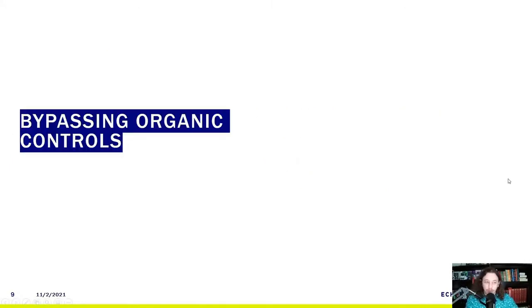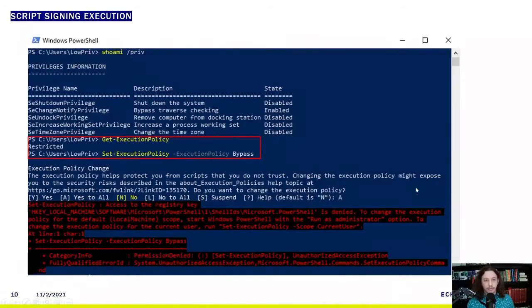And that sets the stage for what we're going to be doing. We're mostly going to focus today on bypassing organic controls, with a little bit of non-organic controls. One of the first controls we're going to talk about is script signing execution.